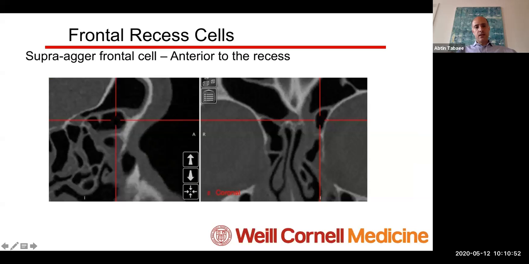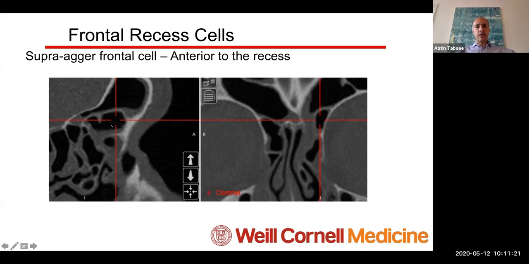If the cell encroaches into the frontal sinus cavity, again, it's called a supra-agger frontal cell. Instead of a supra-agger cell, it's a supra-agger frontal cell. This is still anterior to the recess and still pushes it quite far back. And again, the challenge here is that now you're much higher, and the recess curve is going to be way up here. This is technically more complicated because your trajectory is going to be working from down here and putting your instruments up here.